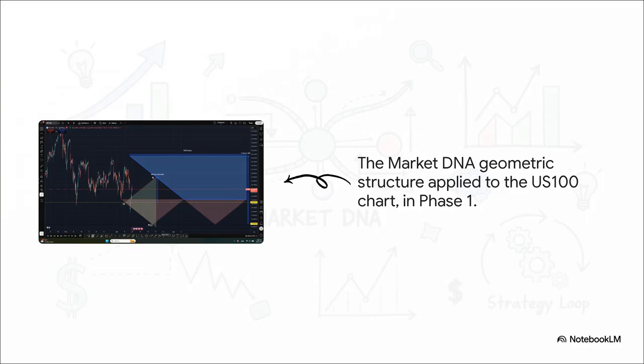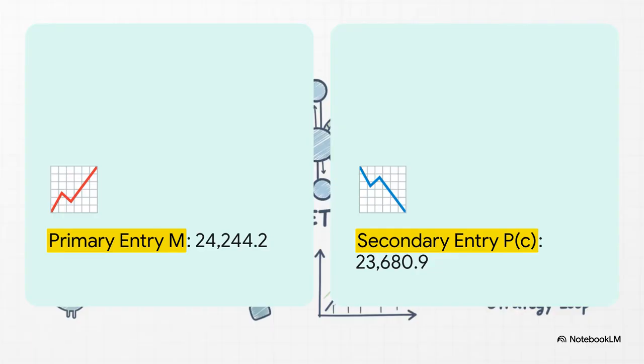What you're looking at here is the system's geometric structure laid over the US100 price chart. You can see the price just touch that line labeled M. That specific event is what kicks off Phase 1 for this cycle. Inside Phase 1, the system defines two different entry levels. The first one, the primary entry, is M at 24,244.2. But there's also a secondary level, PC, down at 23,680.9. It's really important to know that PC is just an optional secondary entry within Phase 1. It's not a whole new phase.